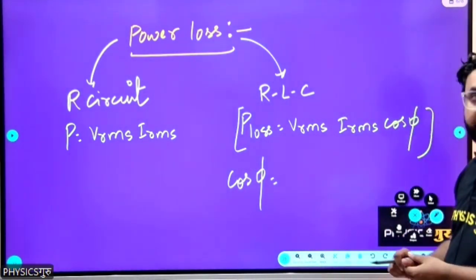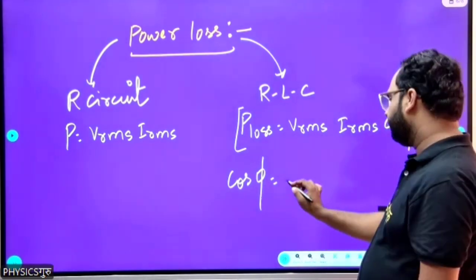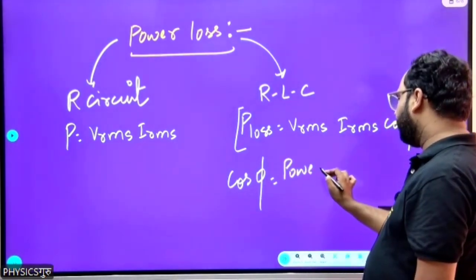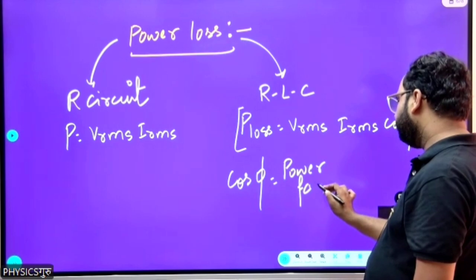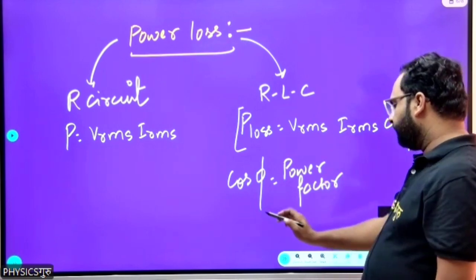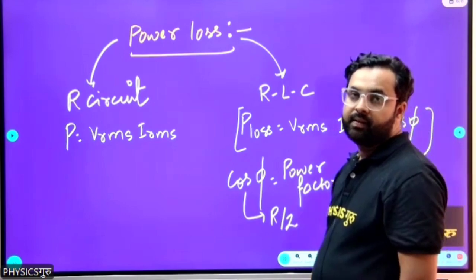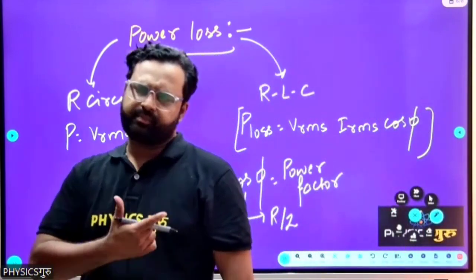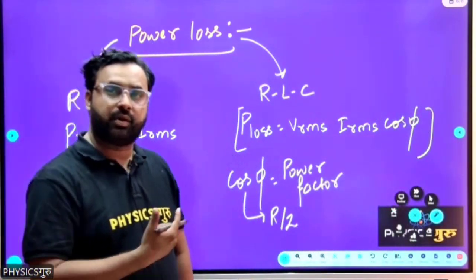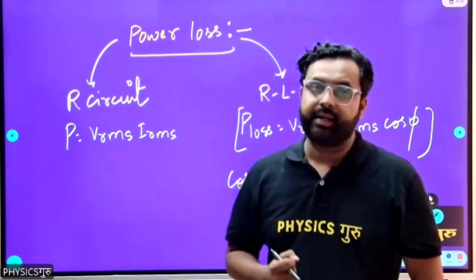Cos phi, इसको बेटा हम बोलते हैं पावर फैक्टर. और ये होता क्या है? ये रेशियो है R बाय Z का, रेजिस्टेंस पर इम्पिडेंस. रेजिस्टेंस और इम्पिडेंस का ये रेशियो है, राइट?